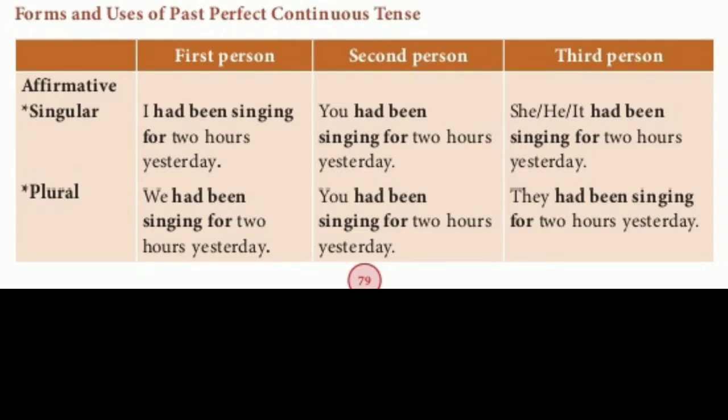Alright, next one. Forms and uses of past perfect continuous, first person, second person, third person. Affirmative singular and plural we will see. I had been singing for 2 hours yesterday. You had been singing for 2 hours yesterday. She or he or it had been singing for 2 hours yesterday. Plural form, we had been singing for 2 hours yesterday. You had been singing for 2 hours yesterday. They had been singing for 2 hours yesterday.